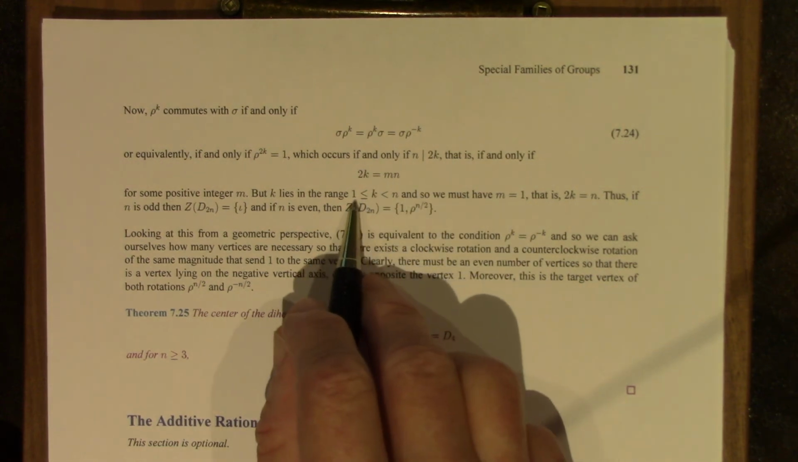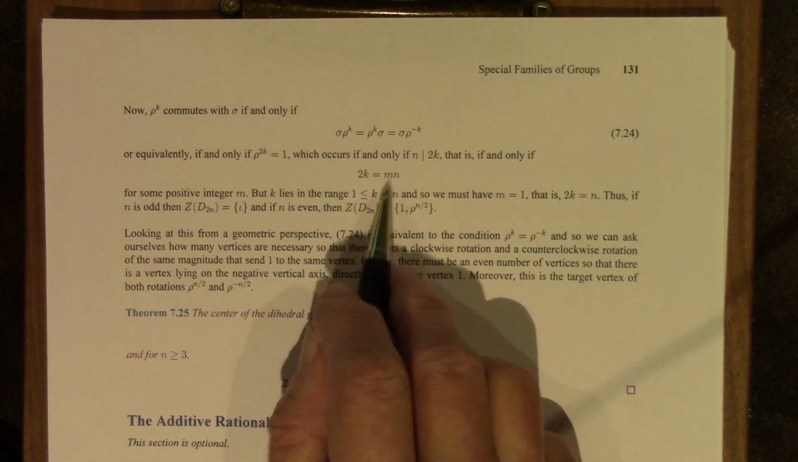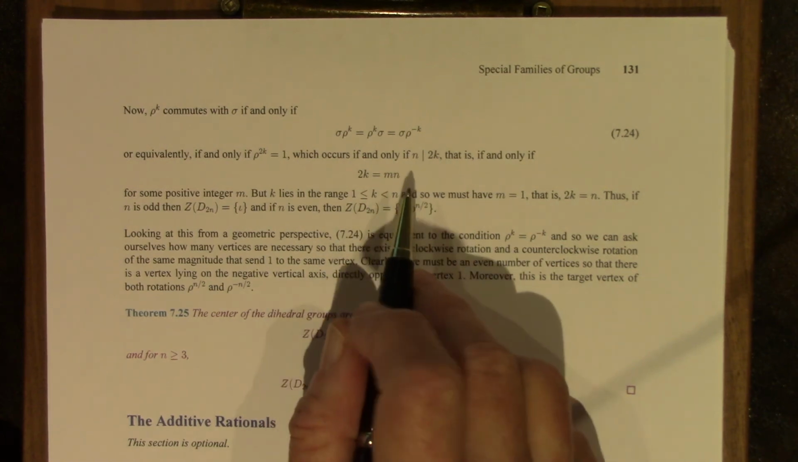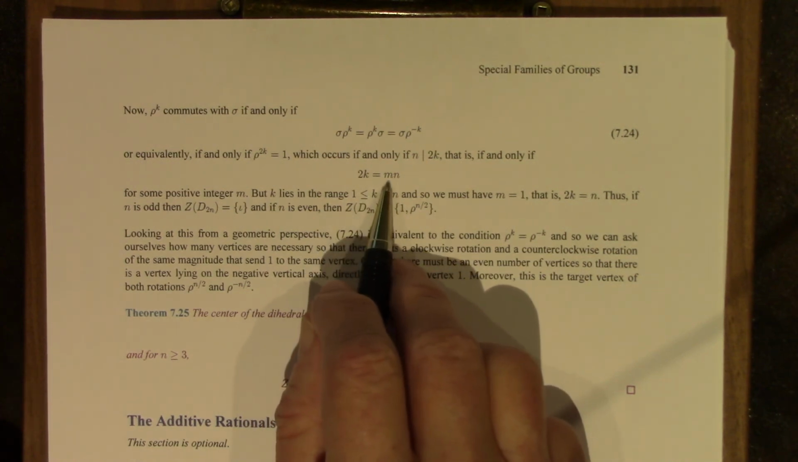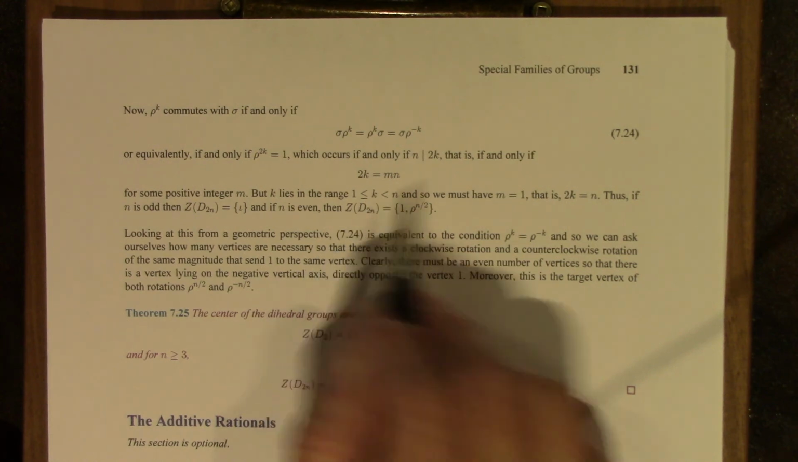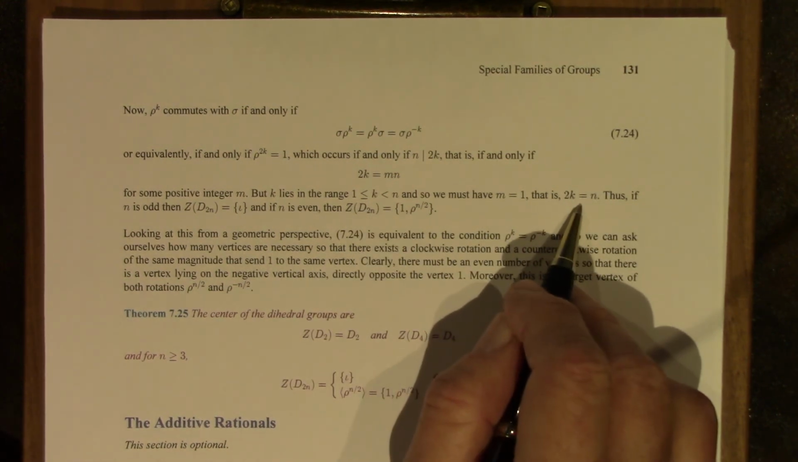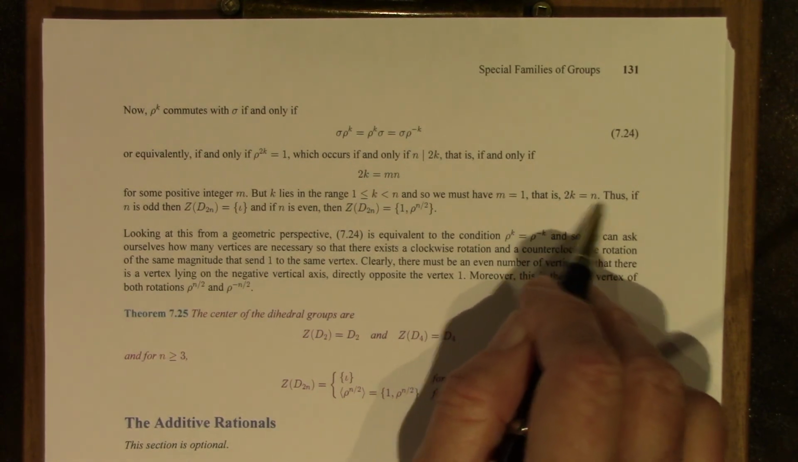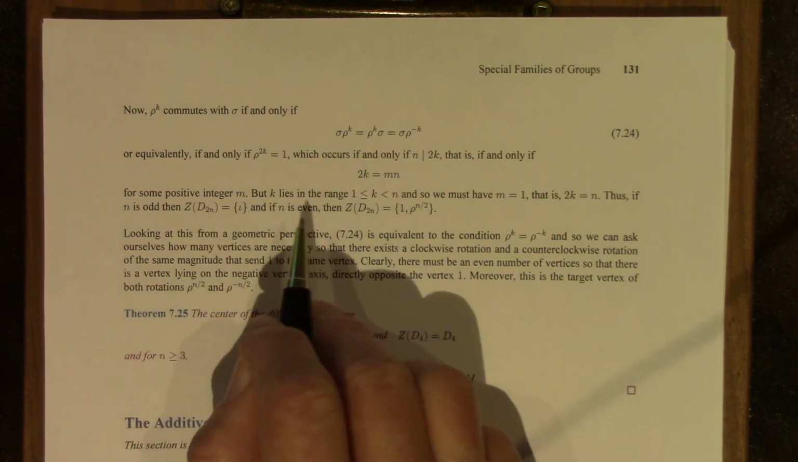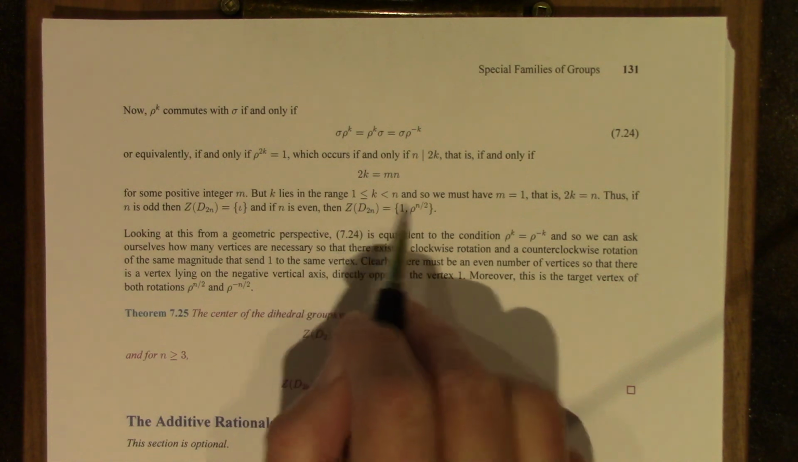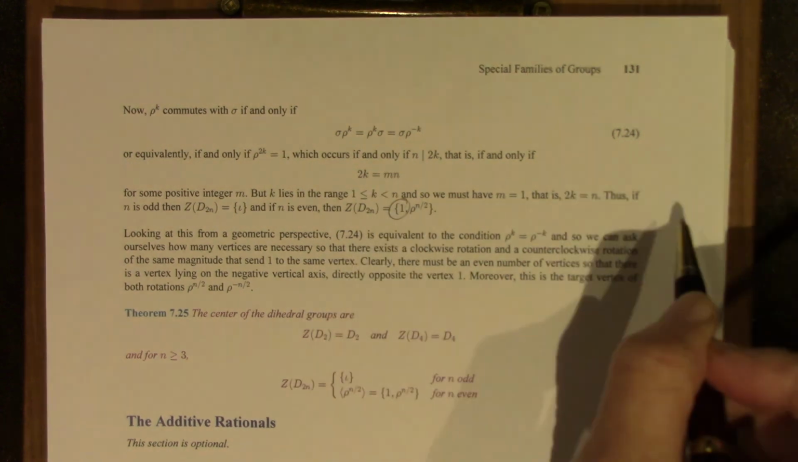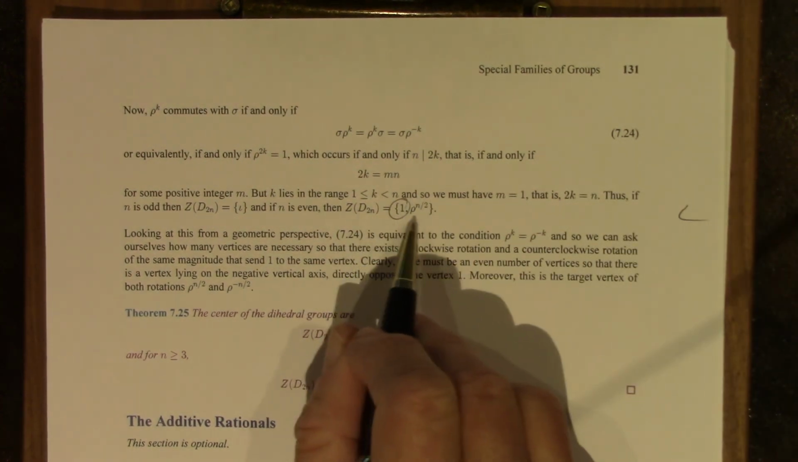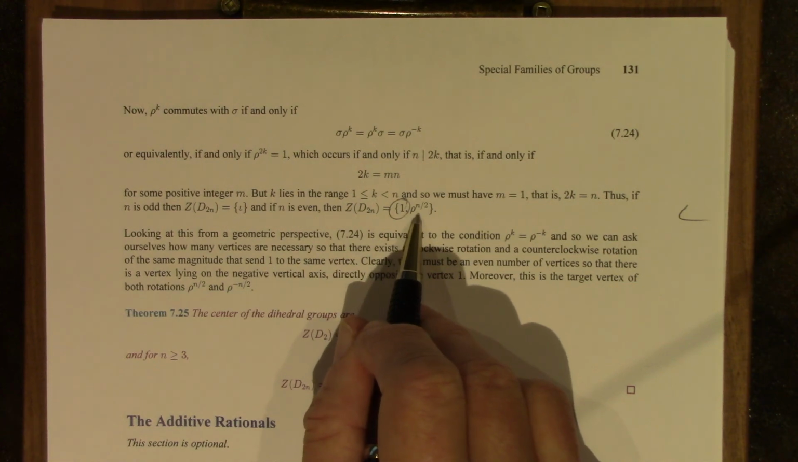The problem here, though, is k lies in this range. So m has to be 1. Otherwise, 2k will be at least 2n, so k won't fall in this range. m has to be 1. 2k has to be n. So if n is odd, no such thing. The center is trivial. If n is even, the center contains these two elements: the identity, iota, and rho to the n over 2.